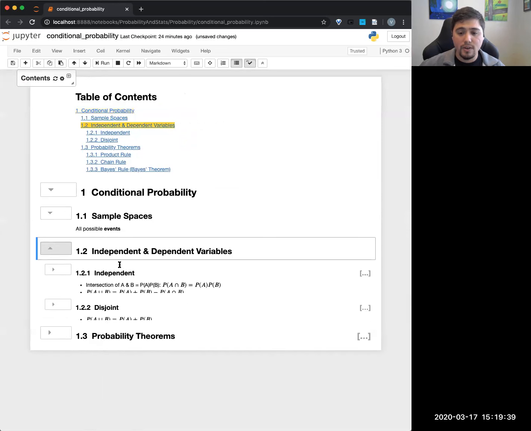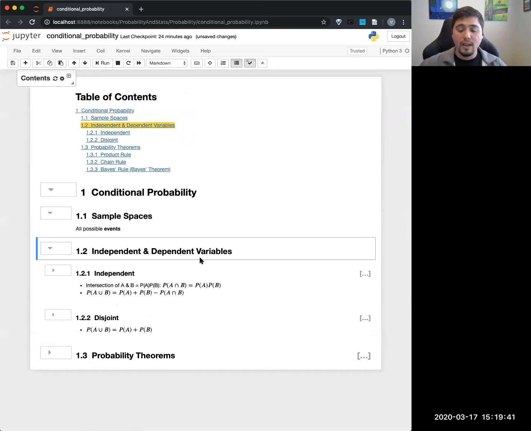Okay, so independent and dependent variables. I'm just going to quickly show you some mathematics, and I want to walk you guys through some of it so you know the terminology, especially if you haven't really, like I like to say, speak math. If you haven't seen this formal notation, stuff like that, it's useful to walk through it. So independent and dependent variables.